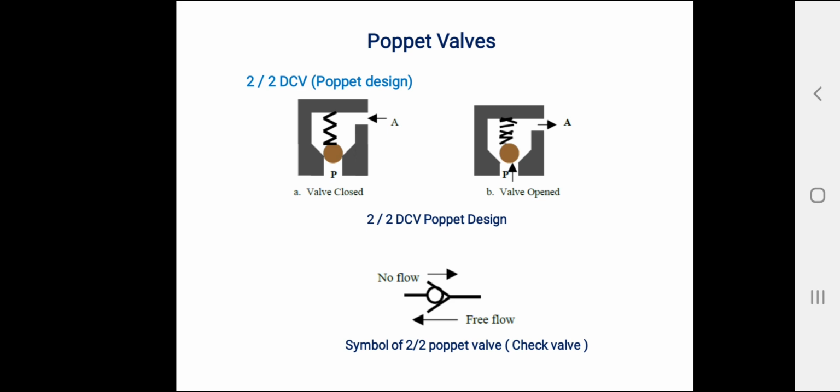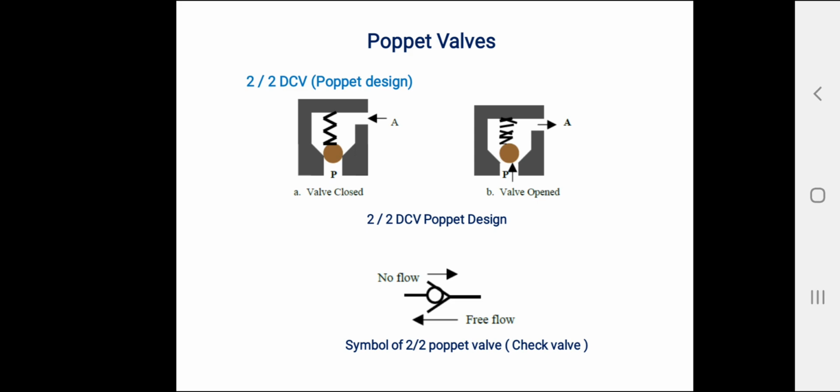P is pressure, it represents the pressure, and what is A? A is a user port, or A is an actuator. Okay, so you can see the figure, valve closed and valve open. This figure A shows a ball poppet type 2x2 direction control valve. It is essentially a check valve as it allows free flow of fluid only in one direction, that is P to A. As the valve is opened hydraulically, the pump port P is connected to the port A as shown in figure B.